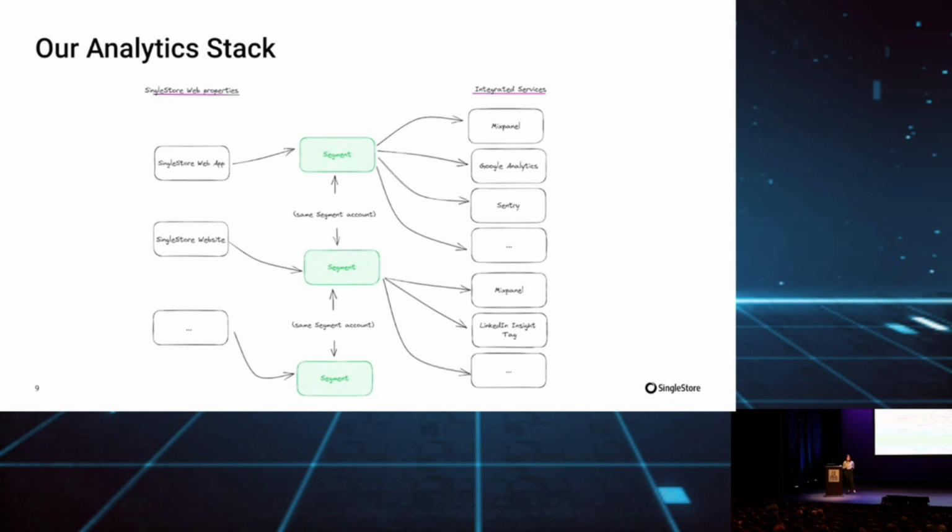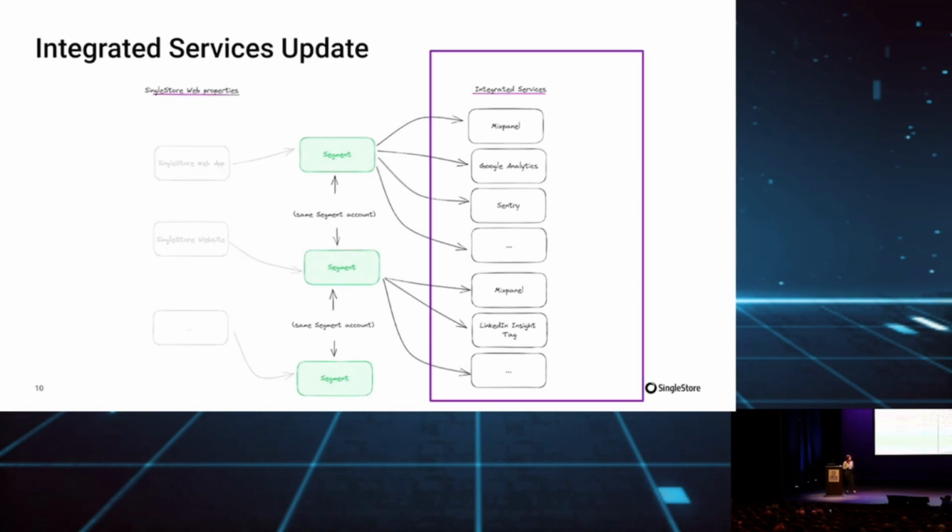Segment is a customer data platform and works as an abstraction layer between our applications and the services we want to connect to. And it has been a lifesaver for us because every time you want to update any of these integrated services, you just need to update your configurations on Segment instead of changing your code and deploying a new version or big changes. You don't need to do that. You just need to update Segment configurations.